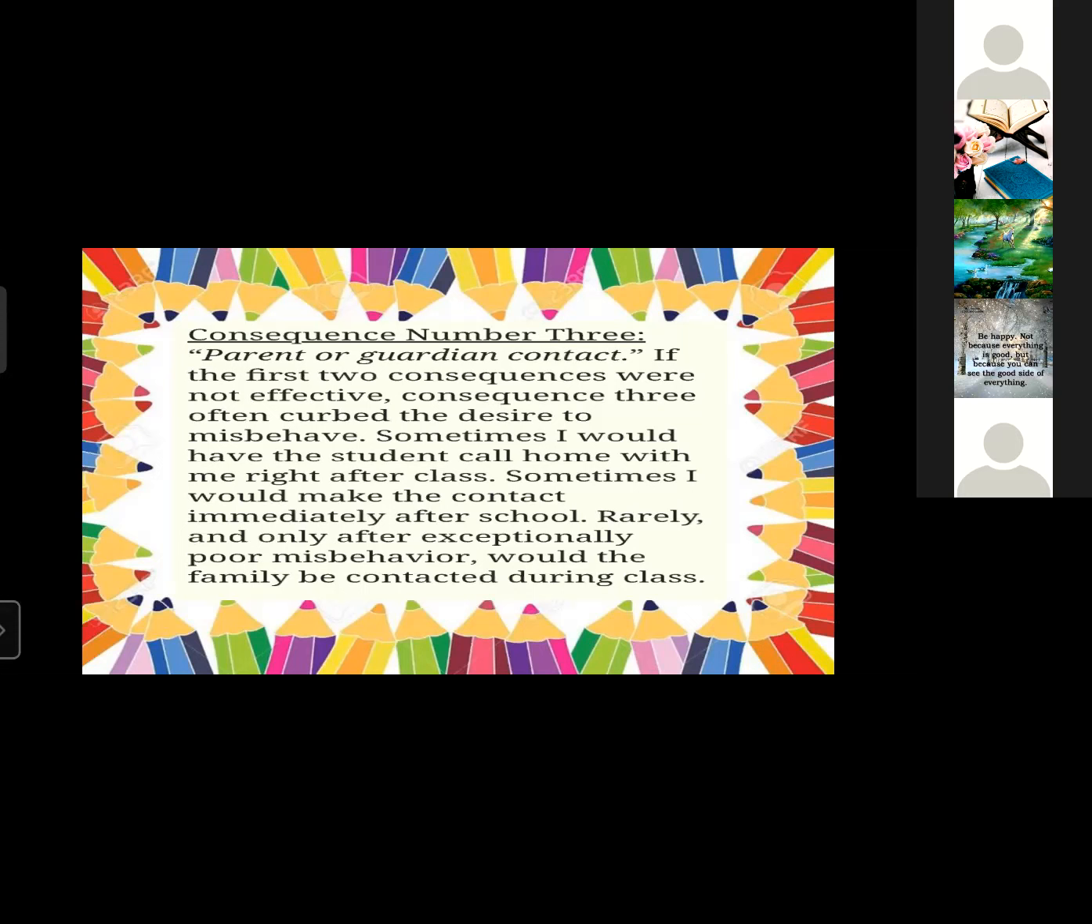I can call her parents or ask them to attend the classroom, and ask them about the background of the child or the learner. He may have a problem and we don't know, so we ask the parent to come to the school and know the background and how to help this student change his behavior and become, of course, better. So I would make the contact immediately after school, rarely and only after exceptionally poor misbehavior.